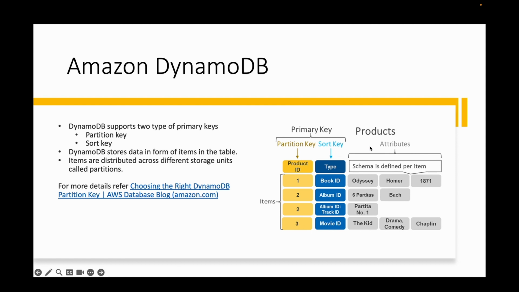Okay, and these are the attributes. So basically, if I have book name, author name, and publishing year, these are the attributes.